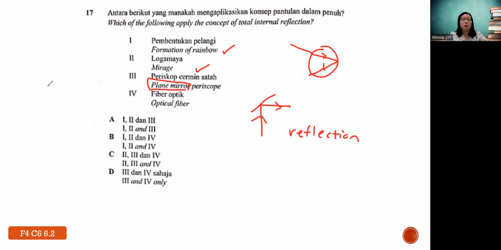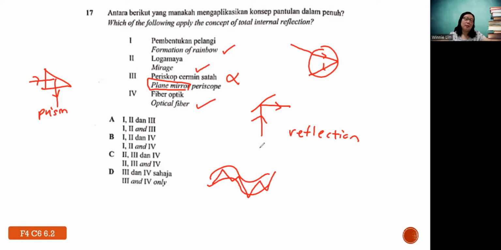If you want it to reflect inside the medium, then you need a prism periscope. Prism. So the ray will actually strike, then they go down. So it reflects inside the medium. Okay, so that's why 3 is not acceptable. And lastly, optical fiber. Optical fiber is like what you use in telecommunication or endoscope, where the ray will keep on reflecting inside this medium. They look like a glass, but it's flexible. So therefore, your answer is 1, 2, and 4, which is B.